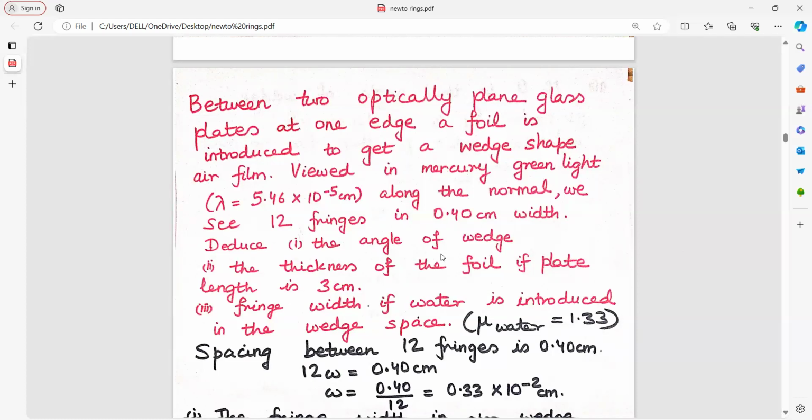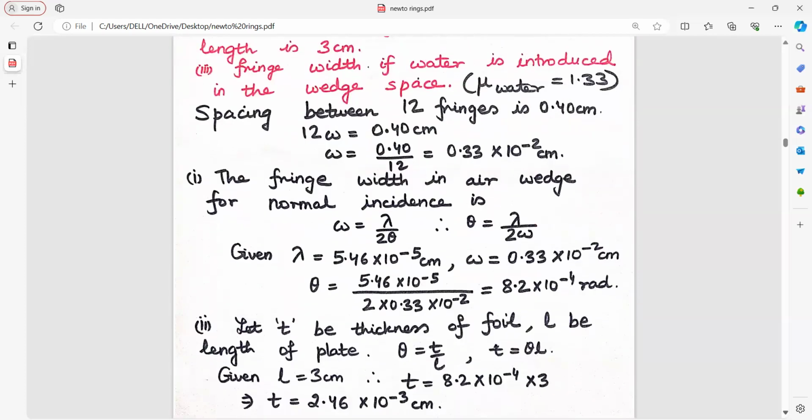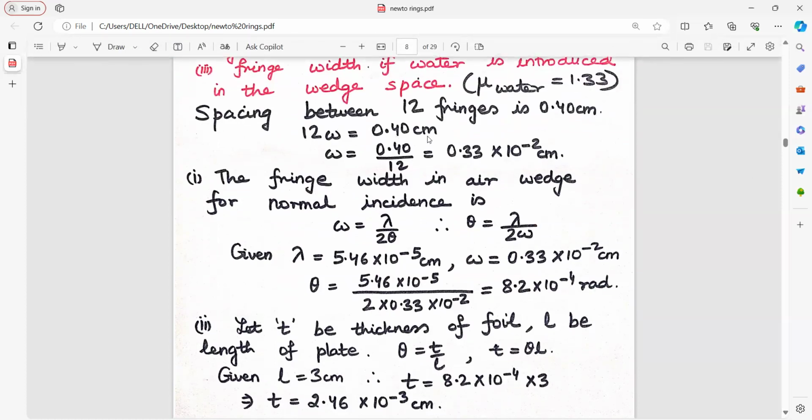You have to find the angle of the wedge, thickness, and fringe width, and the refractive index of water has been given to you. Now, the spacing between 12 fringes has been given to us. So 12 omega is equal to this much. So omega is 0.4 upon 12. Now the fringe width in air for normal incidence, omega is equal to lambda upon 2 theta. Theta is lambda upon 2 omega. You put this value of lambda, put the value of omega, you get the answer in radians. You can leave it in radians if they are not asking you to convert it into seconds.